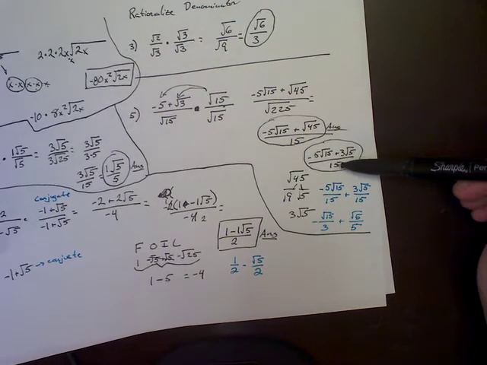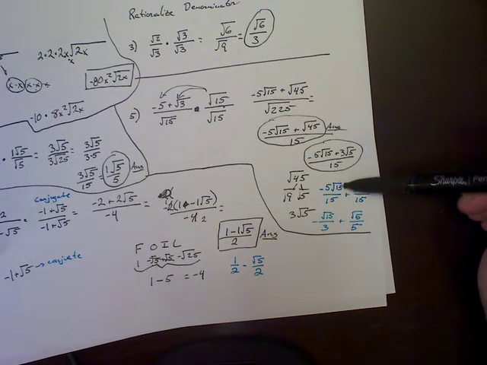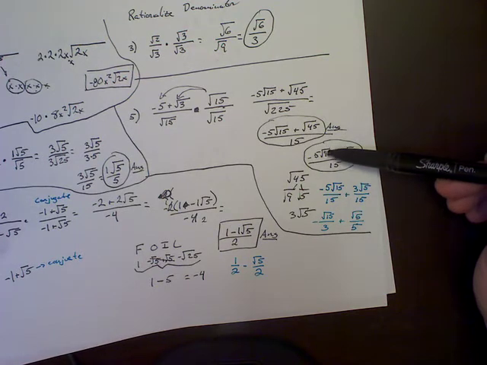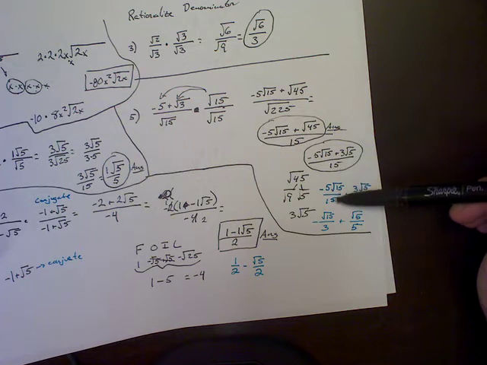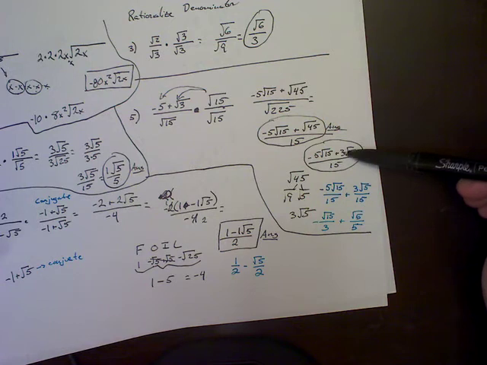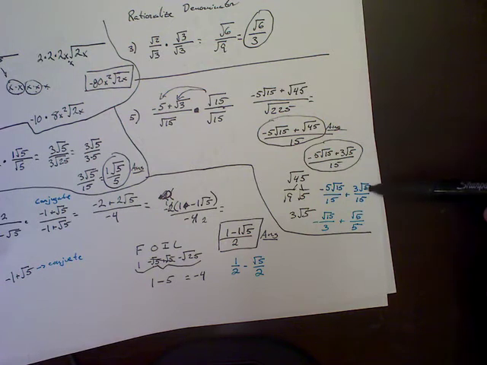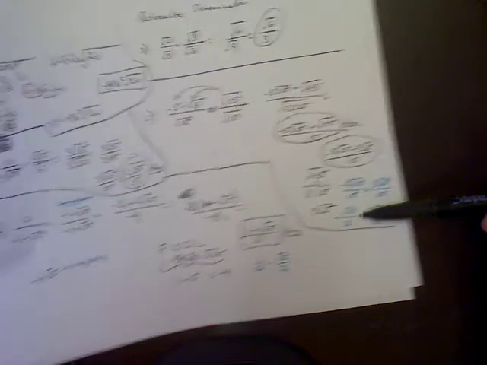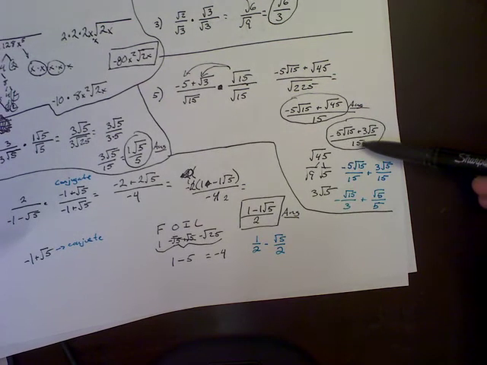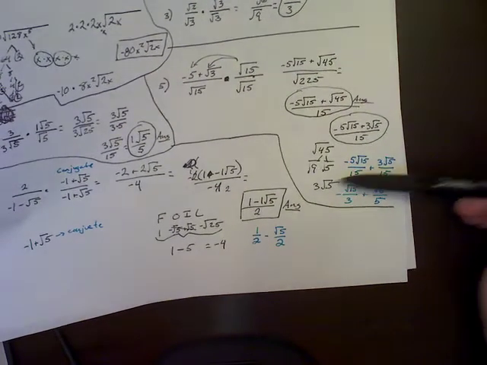The way she had it was she split these up into two fractions and then reduced these fractions. So she did negative 5 radical 15 over 15. She made that into a fraction and then reduced 5 over 15 and came up with that. And then she made that into the second fraction, reduced 3 over 15 and came up with that. Again, they mean the exact same thing. They're just two different ways of presenting it.